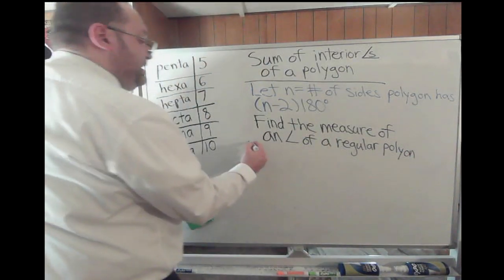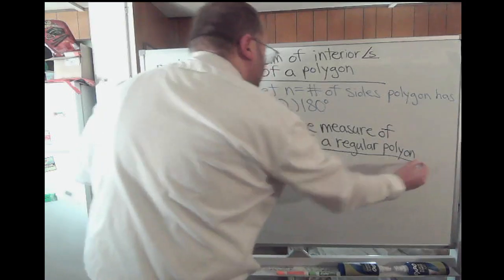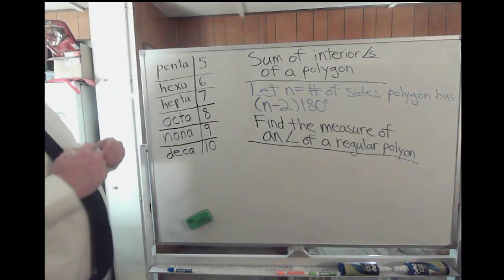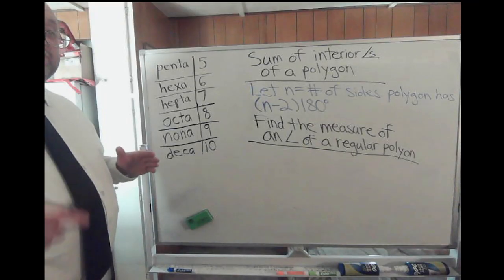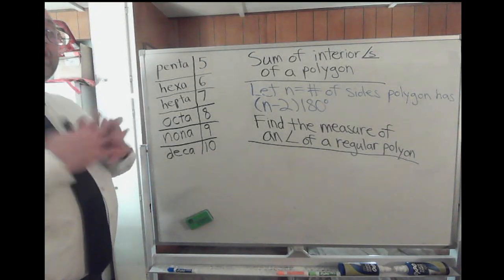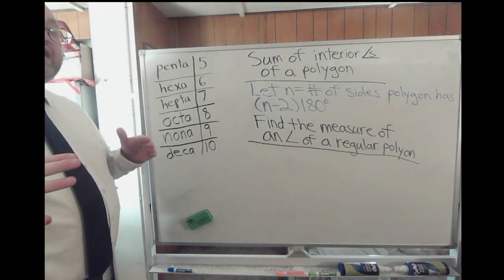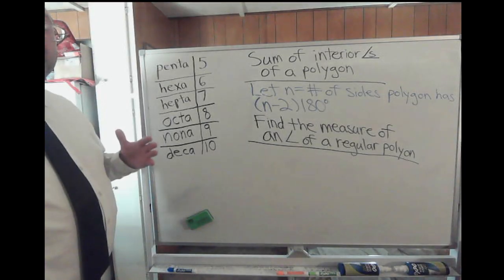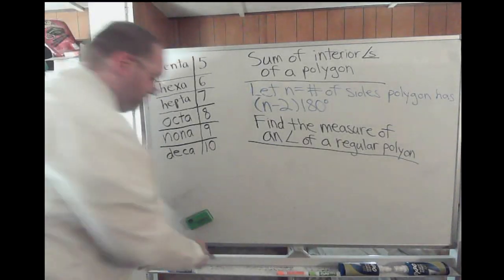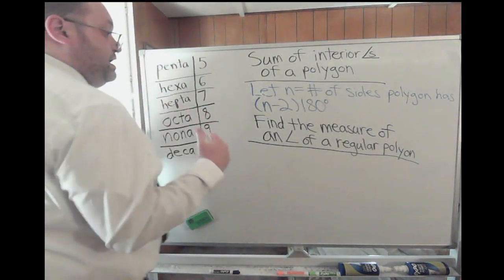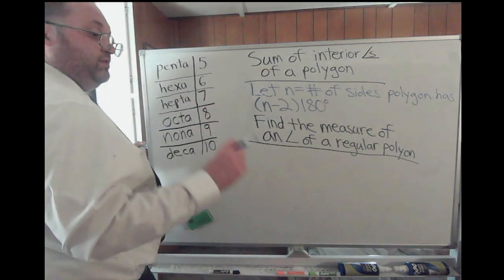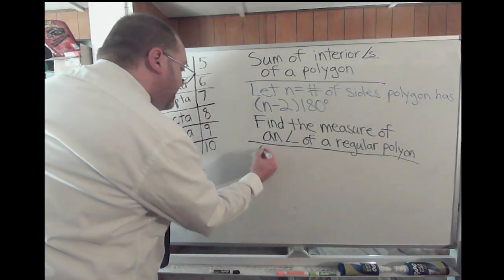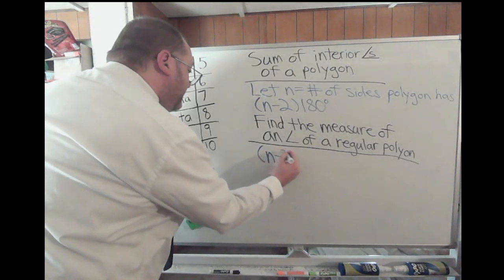By the way, in case you haven't figured this out yet, the number of sides a polygon has is also the number of angles it has. So in any polygon, no matter how many sides you have, that's the same number of angles you will have. So what you'll do to find the measure of a single angle of a regular polygon, you're going to take your n minus 2 times 180.